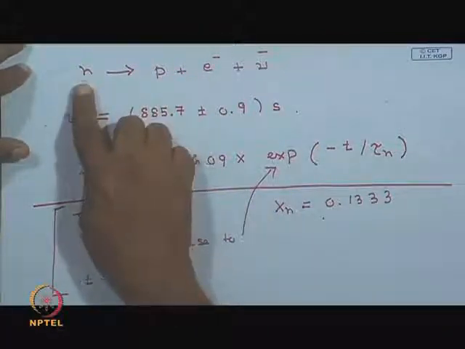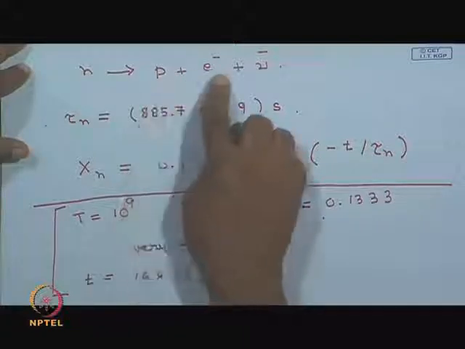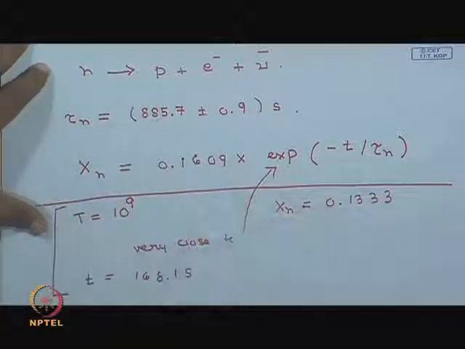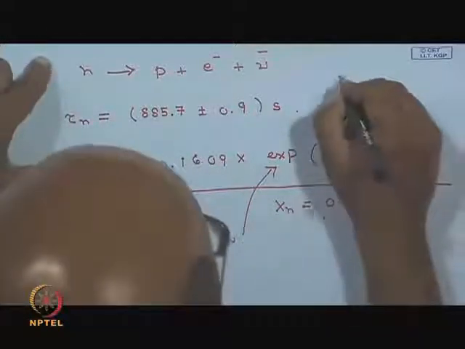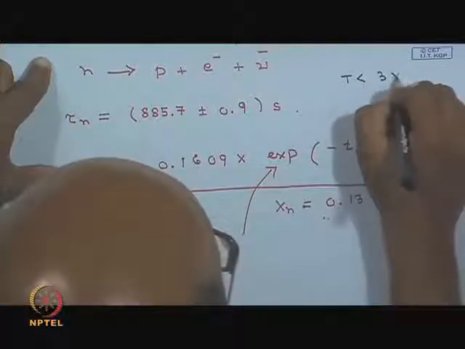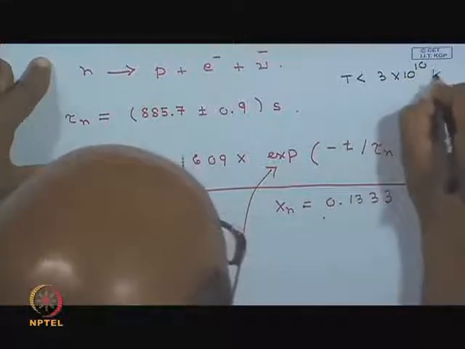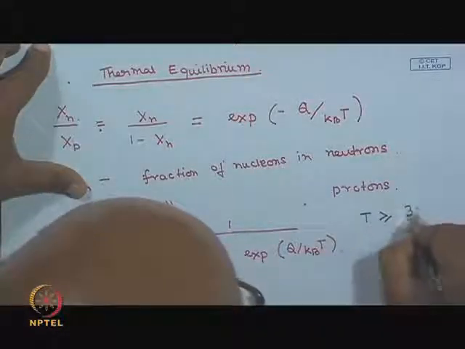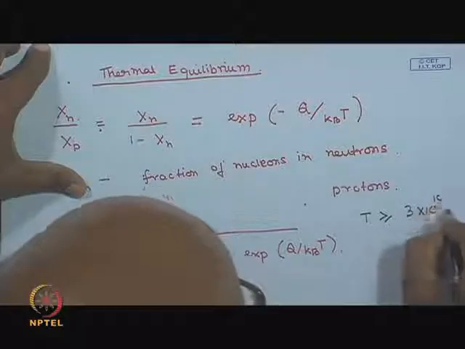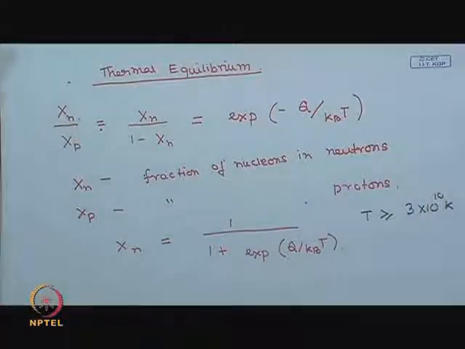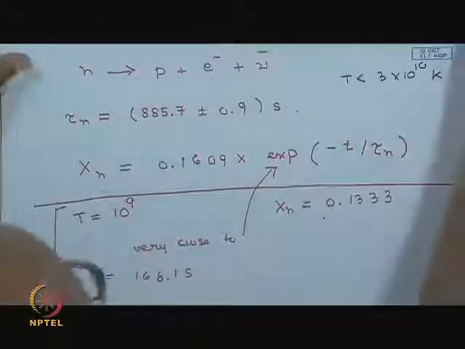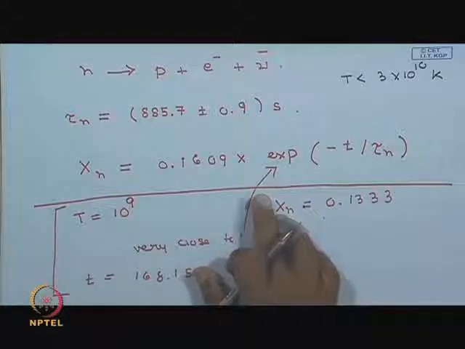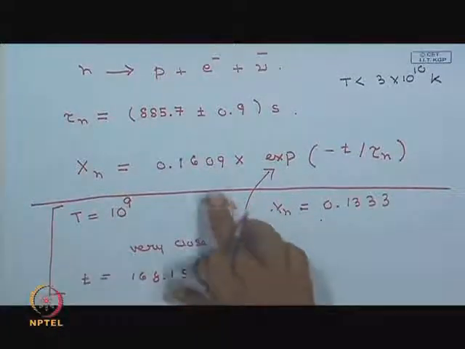all that happens is that the neutrons decay to give protons, electrons, and antineutrinos. In this regime, T less than 3 into 10 to the power 10 Kelvin, the neutron fraction decays exponentially. And the earlier regime is T greater than or equal to 3 into 10 to the power 10 Kelvin.